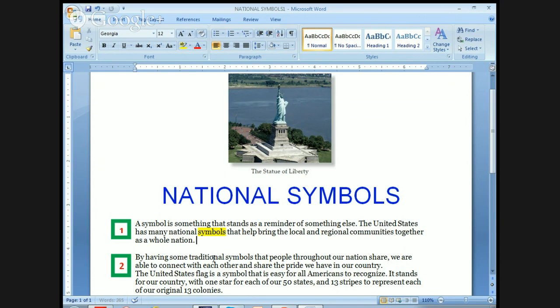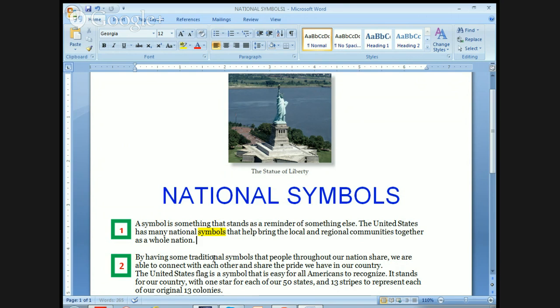The symbol is the Statue of Liberty. What is the symbol that you gave me? I gave you the symbol Statue of Liberty. Thank you. And what is the purpose of the Statue of Liberty? What do you think the purpose of the Statue of Liberty is? The purpose of the Statue of Liberty is to bring local and regional communities together as a whole nation. What do you think the purpose of the Statue of Liberty is?